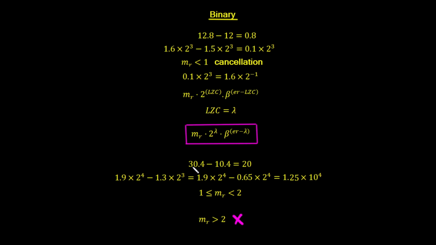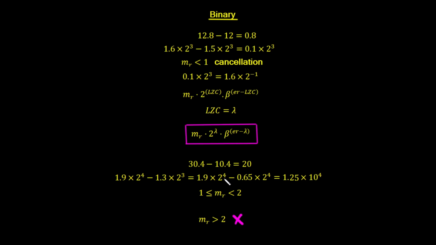Let's say, for example, we have 30.4 minus 10.4 gives us the answer 20. 30.4 can be written in this format here, and 10.4 can be written in this format here. Now, if we want to subtract them, we're going to have to find the same exponents. So we're going to have to increase this exponent to a value of 4. So that's increased to a value of 4. So that's equivalent to multiplying by 2. So if we multiply this by 2, in order to keep the number the same, we're going to have to divide the mantissa by 2. So that's going to give us 0.65.